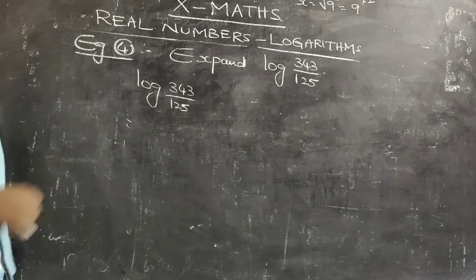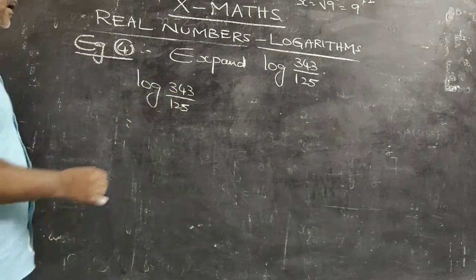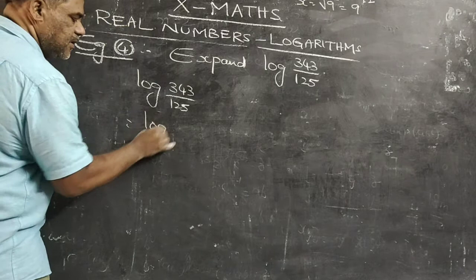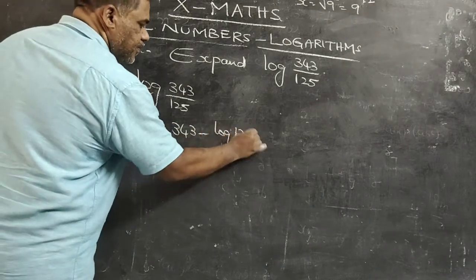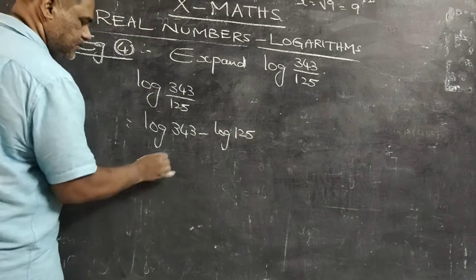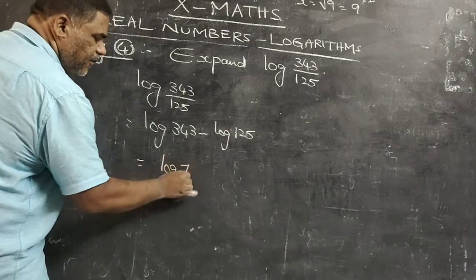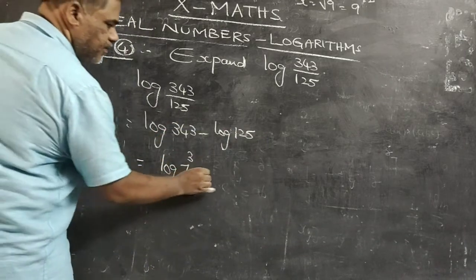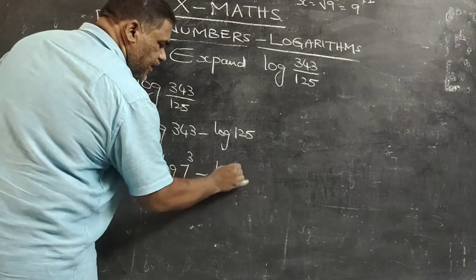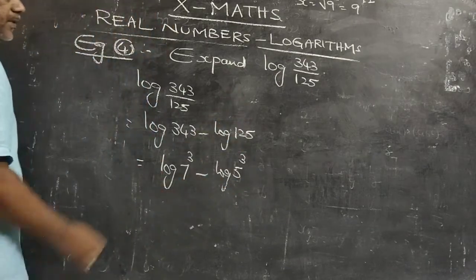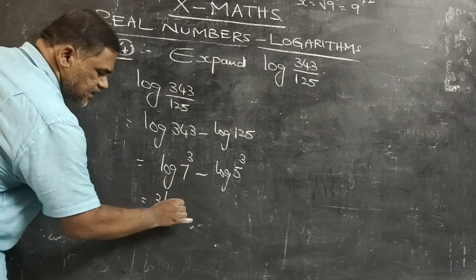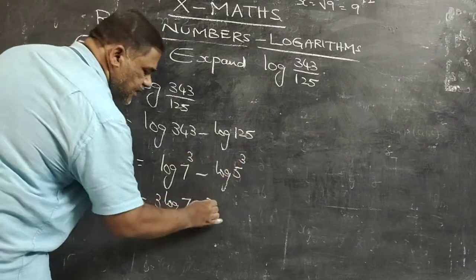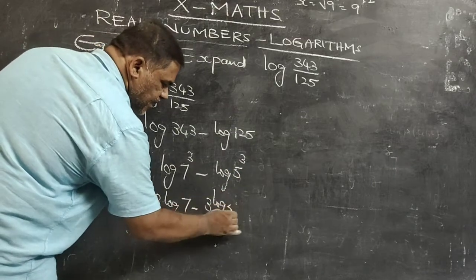First, this is in the form of log a by b. Log a by b can be written as log a minus log b. 343 is 7 cube. 125 is 5 cube. Log a to the power m, the power is coming here: 3 log 7 minus 3 log 5. This is called expanded form.